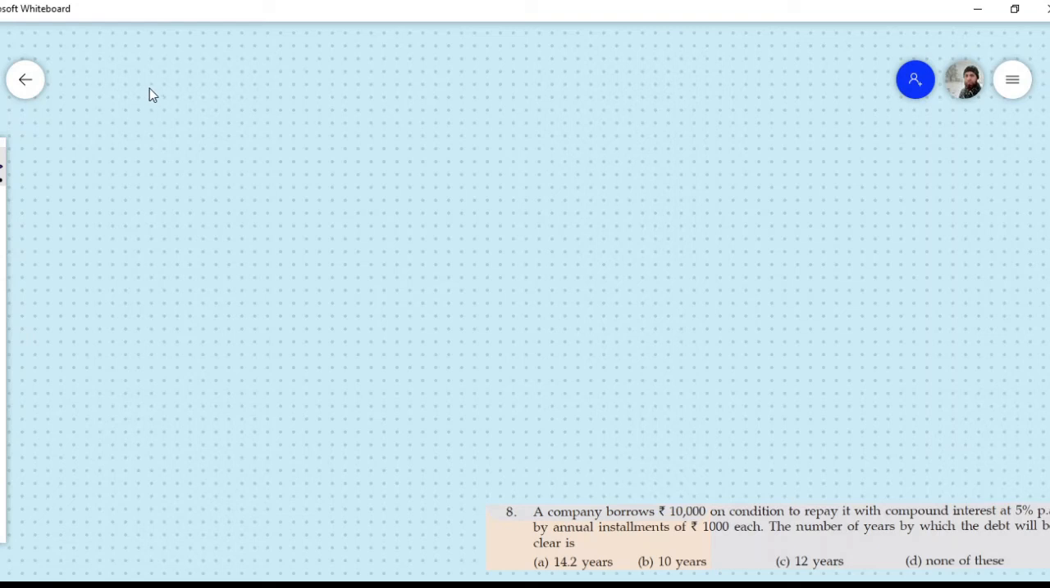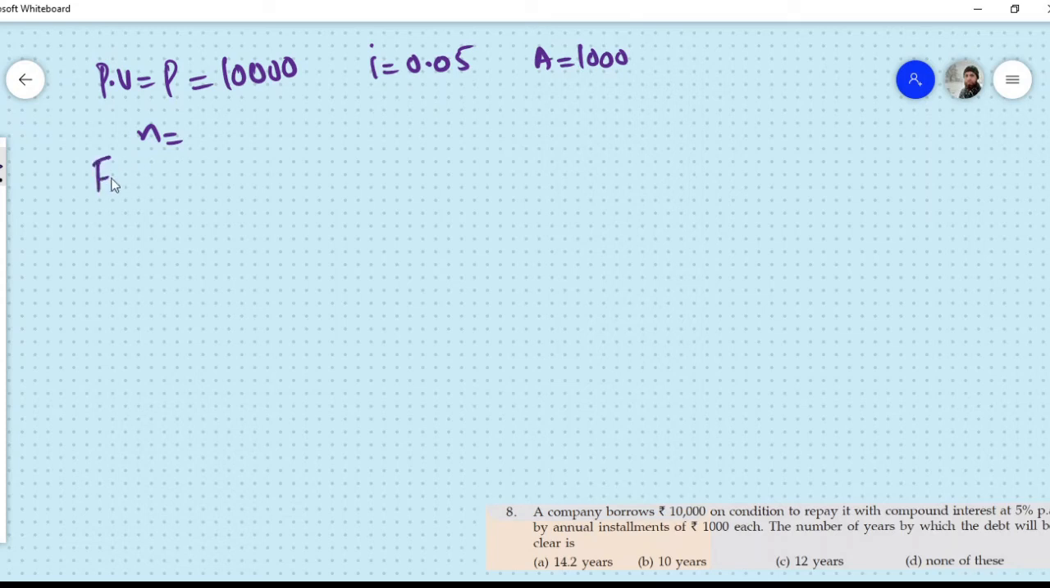In the given question, the present value, or P, the principal amount, is 10,000, the rate of interest is 5%, that is 0.05, and A is 1,000 rupees. We are given only these three things. Now we have to find n, the number of years. Before finding n, we should know the future value of the amount.